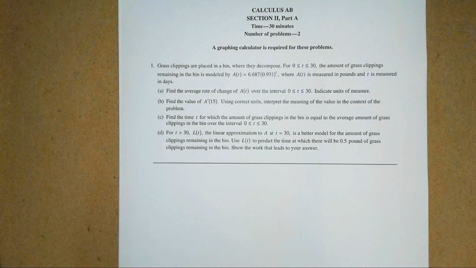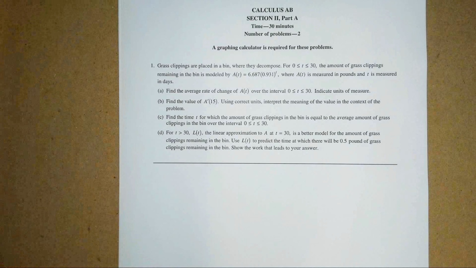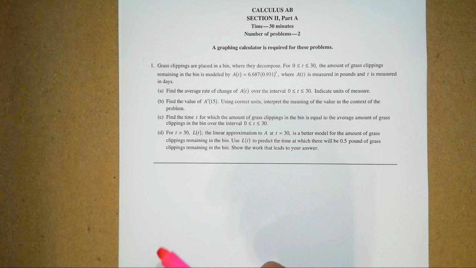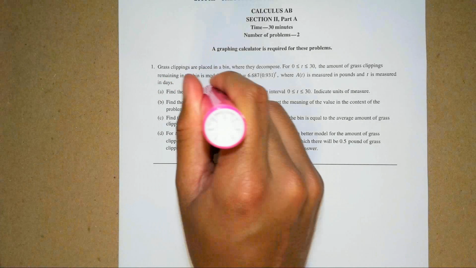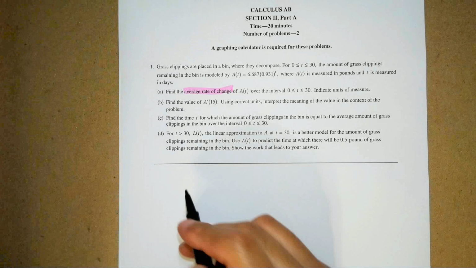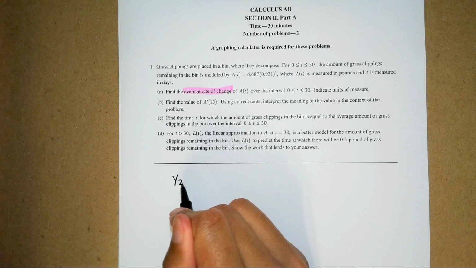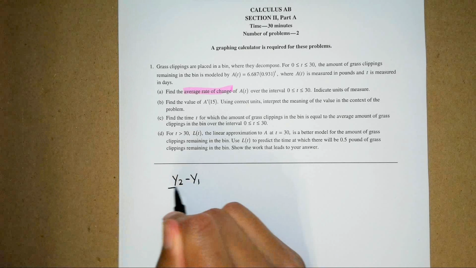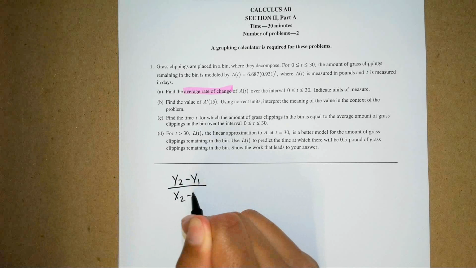Part A says, find the average rate of change of A of t over the interval between 0 to 30, indicate units of measure. So it's all about keywords. The keyword was average rate of change. Because we're dealing with average rate of change, we have to know what that means. Average rate of change is the same exact thing as your slope formula, y2 minus y1 all over x2 minus x1.